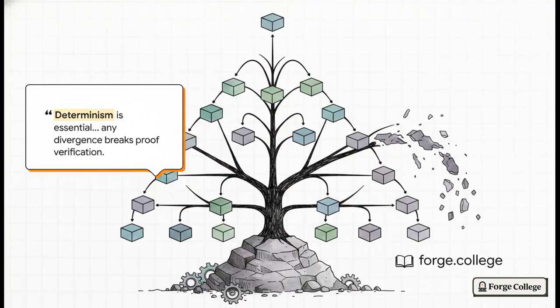I want to leave you with this final, immovable truth of cryptographic engineering. Determinism is essential. Any divergence at leaf hashing will break your proof verification downstream. If your foundation isn't rock solid, the entire tree just falls over.